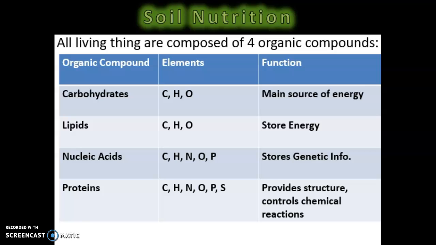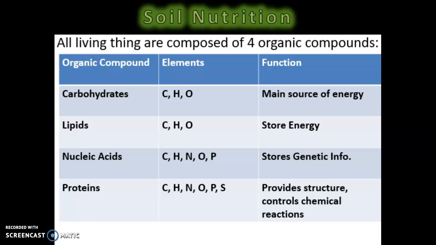Now, nucleic acids, this is like DNA and RNA. These are molecules that store genetic information. All living things need them. But you need the elements carbon, hydrogen, nitrogen, oxygen, and phosphorus. The nitrogen and phosphorus are 2 elements that the plant must acquire from the soil. And then finally, we have proteins, which require all the same elements as nucleic acids, plus the addition of sulfur, which again comes from the soil. And proteins are there to help control the rate of chemical reactions. They also provide some structural support for the plant.